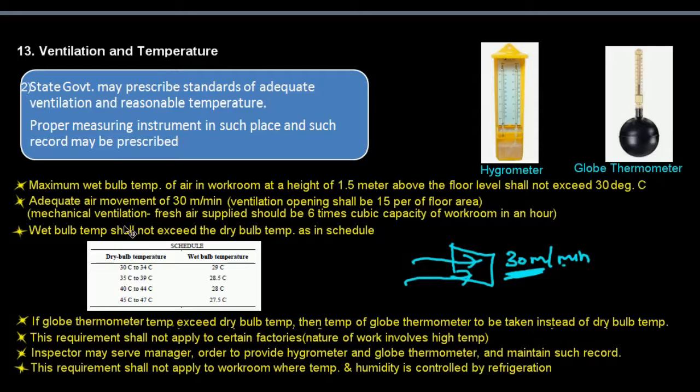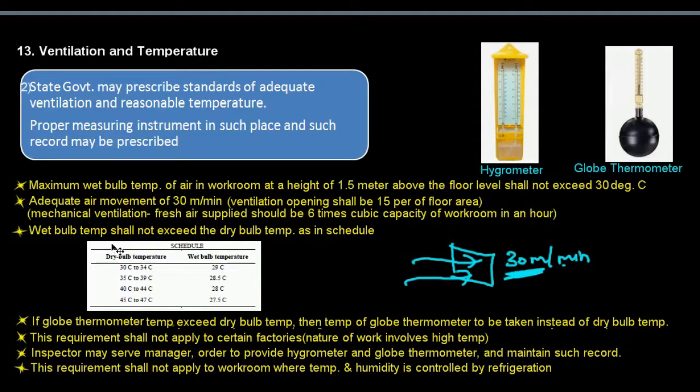But in case of mechanical ventilation, fresh air supplied should be 6 times the cubic capacity of the workroom in an hour. What does this mean? This just means that in case you have mechanical ventilation, there should be 6 air changes. The air in a room should change 6 times in an hour, so 6 times the fresh air should come. That is what it means. Okay, so we'll move on to the next.